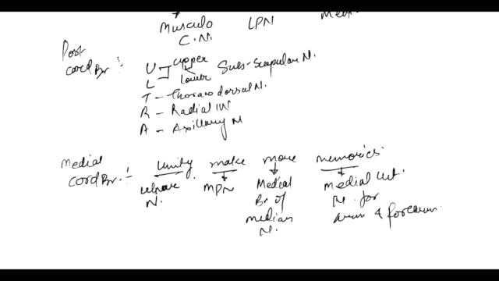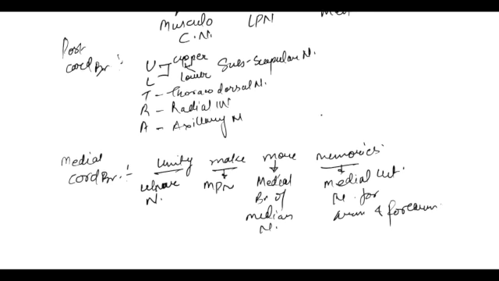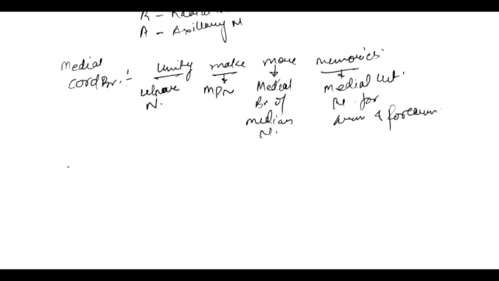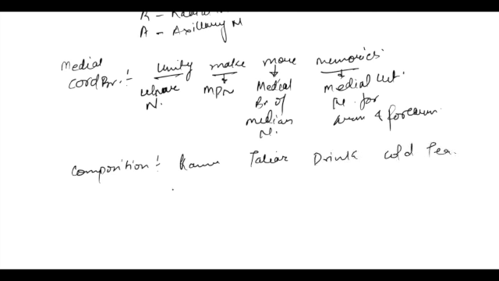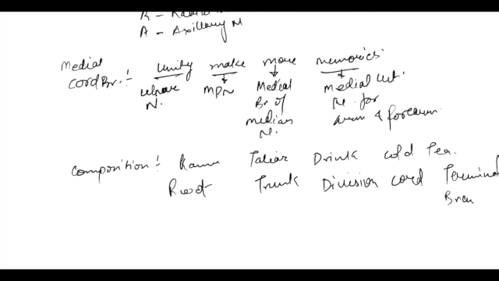Okay, so these were the mnemonics to memorize the branches. Last one is to know the composition of the brachial plexus. Composition. Mnemonic is Ramu Taylor Drink Cold Tea. Root will join to form trunk, and trunk will divide into anterior and posterior division, and division will form cord, and from cord we will have terminal branches.